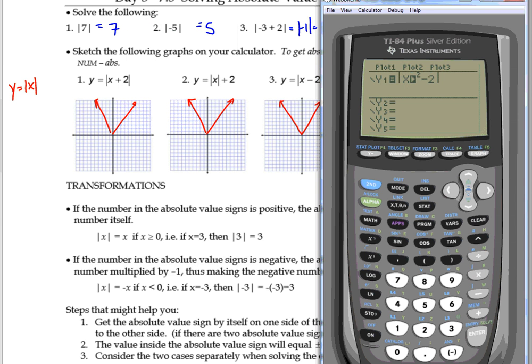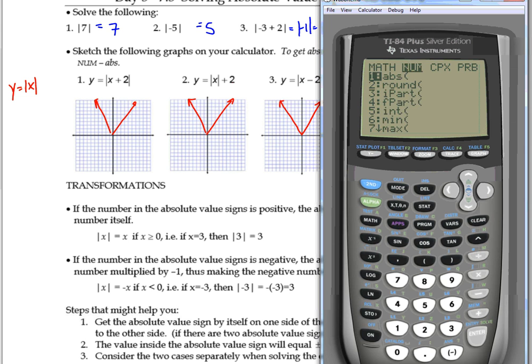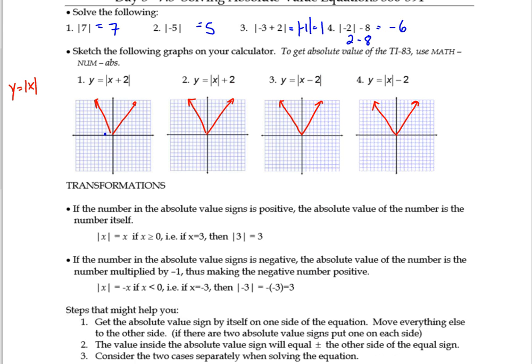So if we're comparing y equals the absolute value of x to y equals the absolute value of x plus 2. Okay, what happens? I'm going to make y equals absolute value of x in bold, and you tell me what transformation just happened. 2 to the left. So it moved 2 to the left.